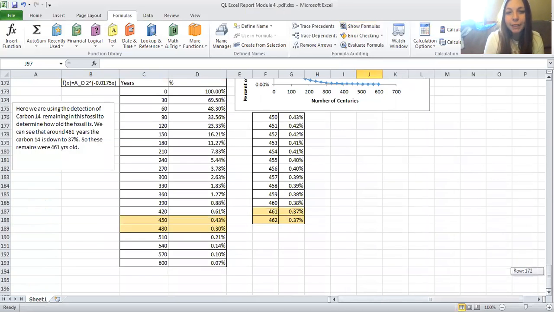Wow, that's amazing. All right, well, that's all for this Excel report. As you can see, I went through and tried to calculate very many interesting things and learned a lot. Thank you.